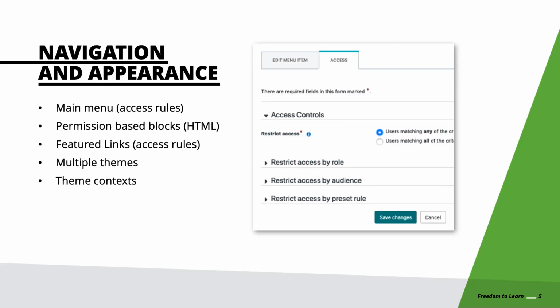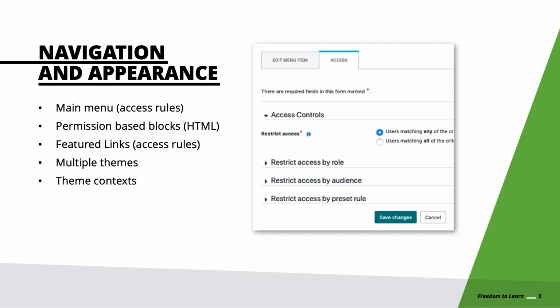You can adjust your range of blocks, such as the HTML block, to be only visible to certain types of users based on their role. Featured links works in the same way. And of course, you can, in theory, have multiple themes installed and have those applied at the different contexts which are available. So those contexts mean that you can have, in theory, a theme at the site level, at category level, at course level, and the user level.